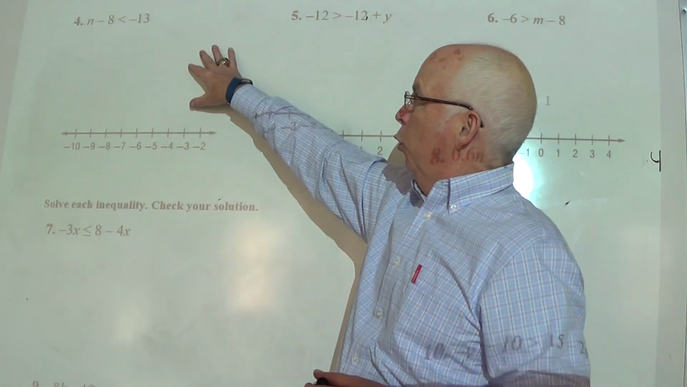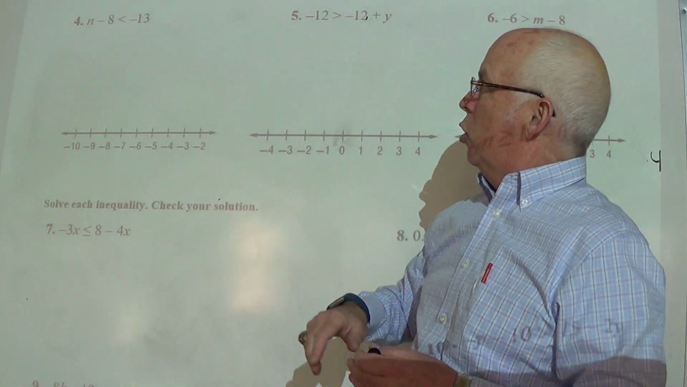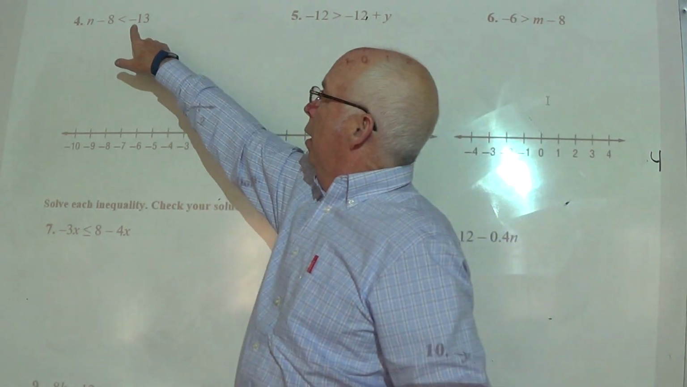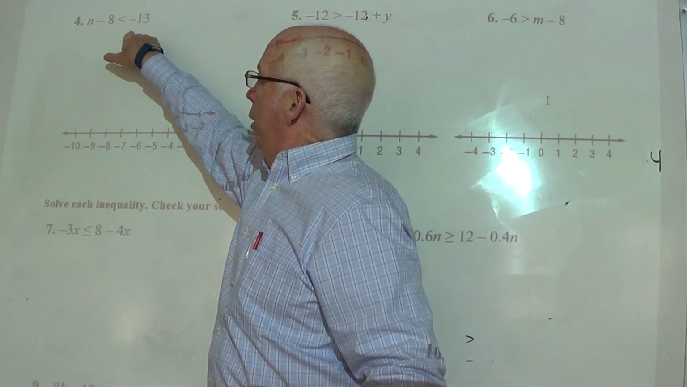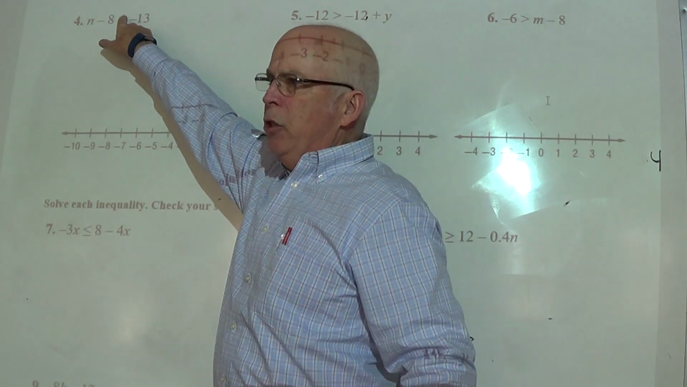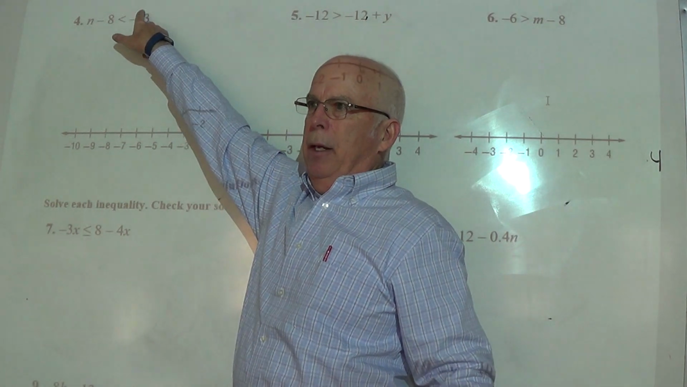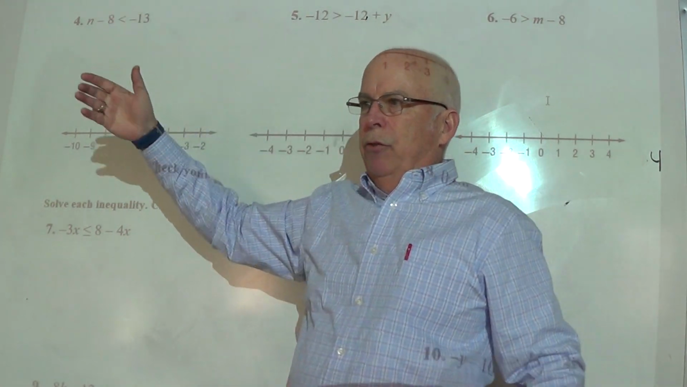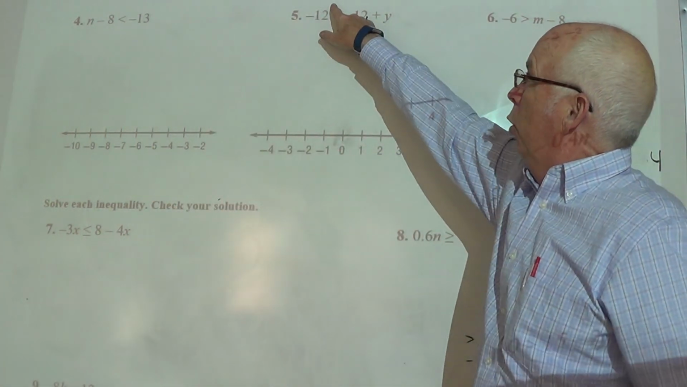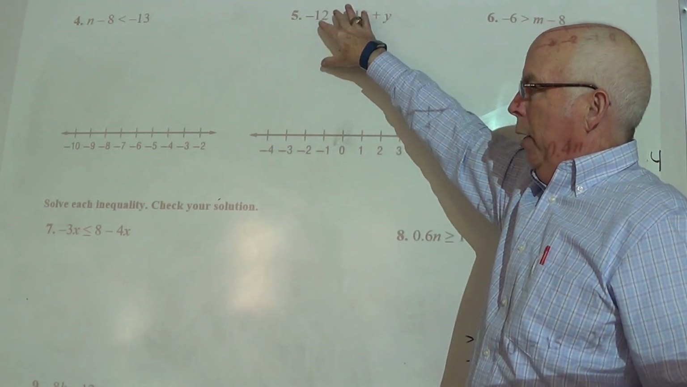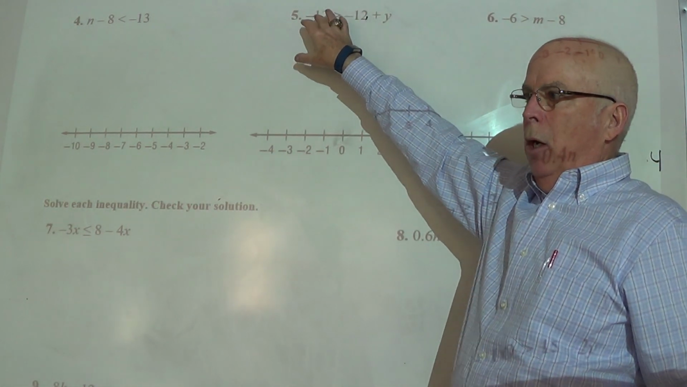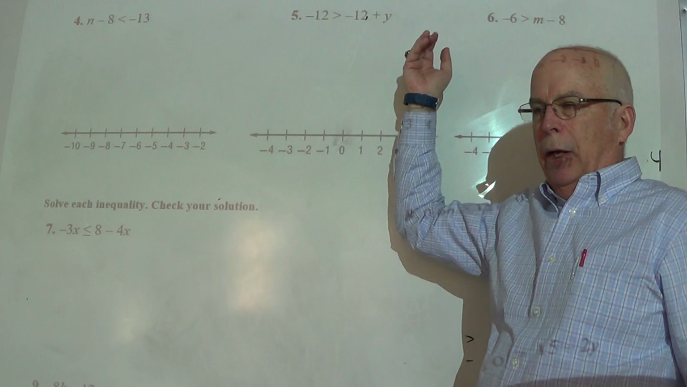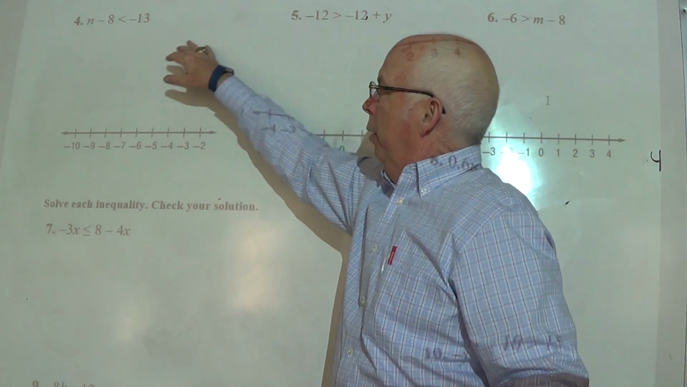So in this first problem, we've got n minus 8 is less than or equal to negative 13. And how to read these: one way you might help remember is that the smaller or lesser side of that sign is to the left, so that would be a less than, whereas in this one, the larger or greater portion of that sign is on the left side. You read everything from left to right. So less than, greater than.